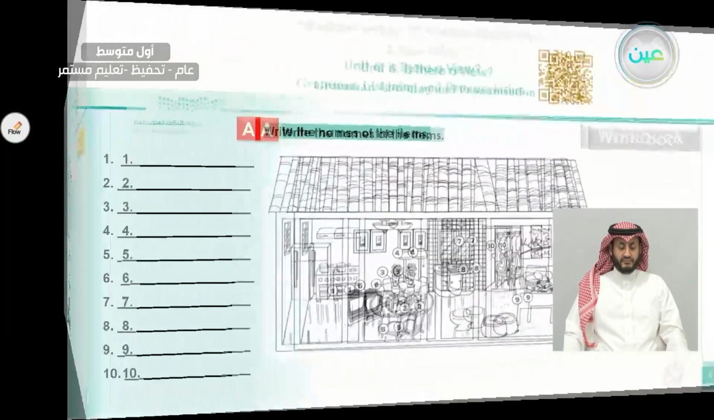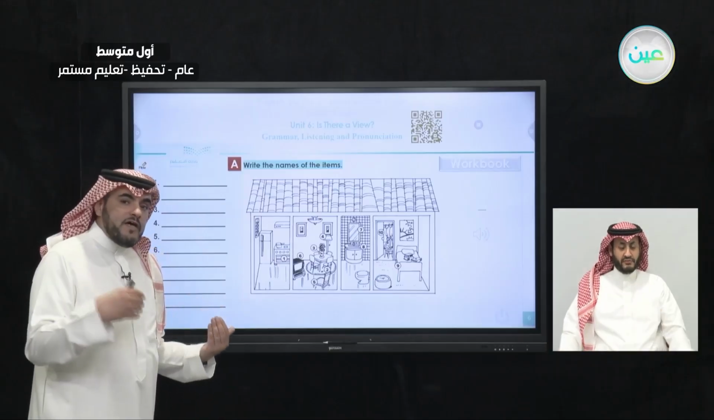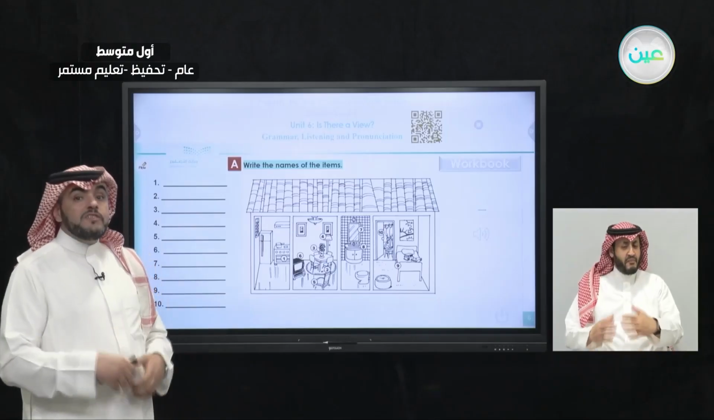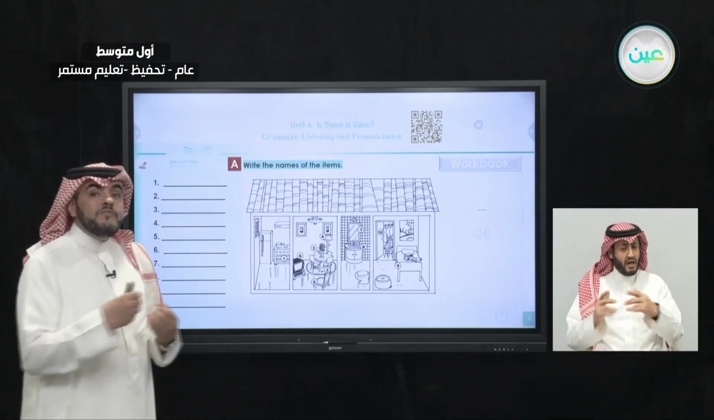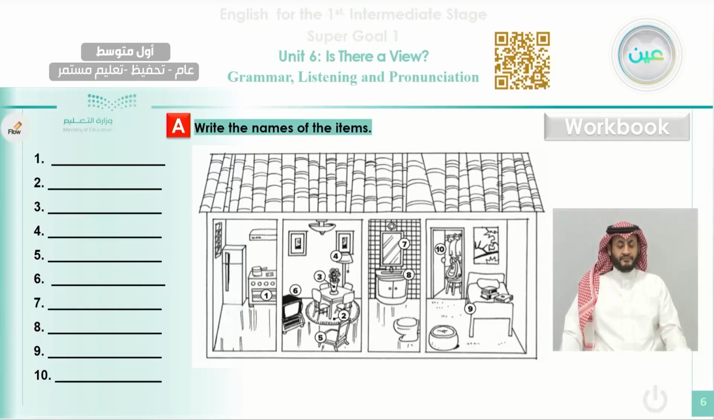Okay, we will make a quick revision of the previous lesson when we talked about a house, our home. What kinds of rooms we have in our house, and also what are the objects that are available in our houses. You can see here, this is a house, and you have now 10 items or 10 objects. We will try to find out what these objects are.